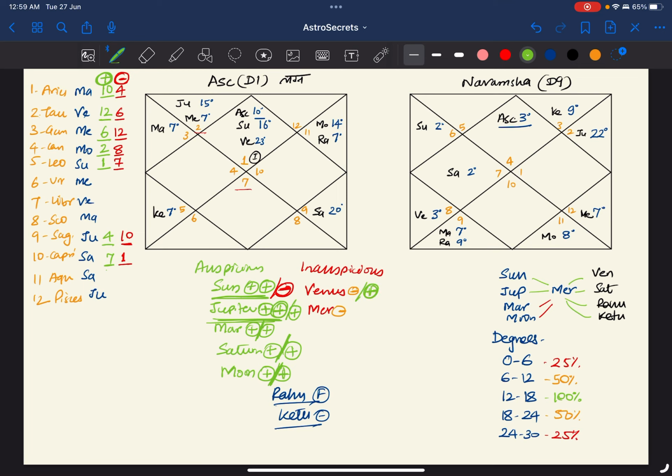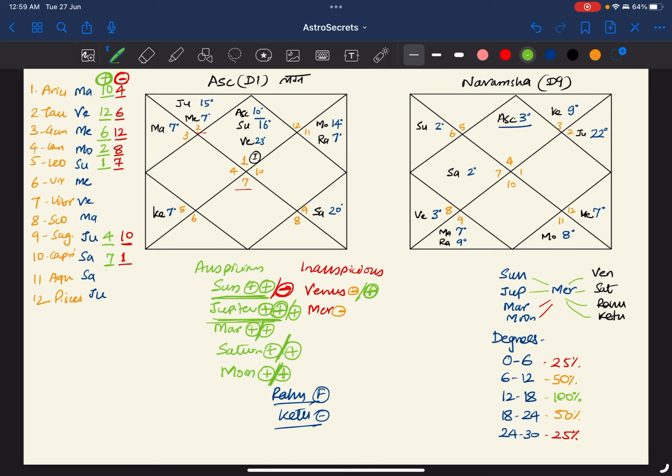Because it is placed in a really good house. Trine houses are the 5th, 9th and 11th. It is placed in the 5th house itself. If we take a look at Mercury, Mercury is on the left hand side, placed in the 2nd house itself, enemy of the ascendant lord.